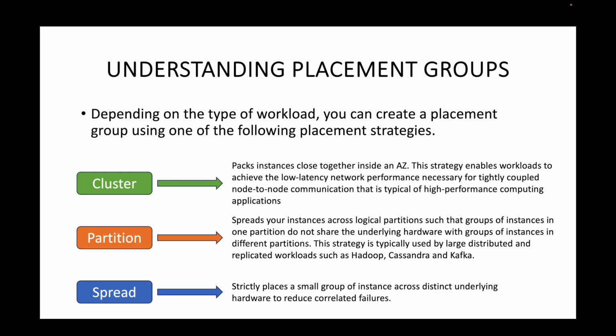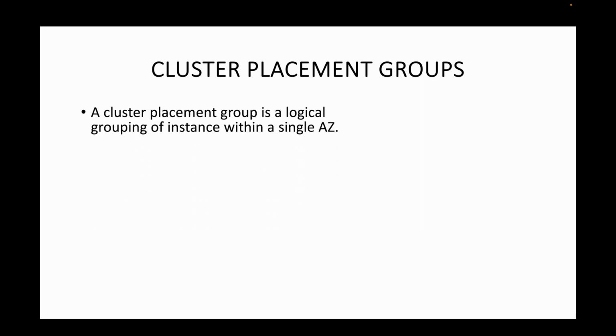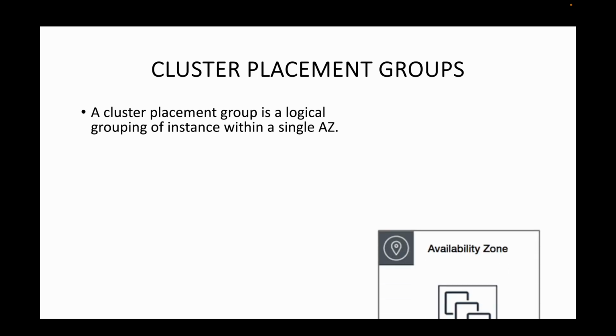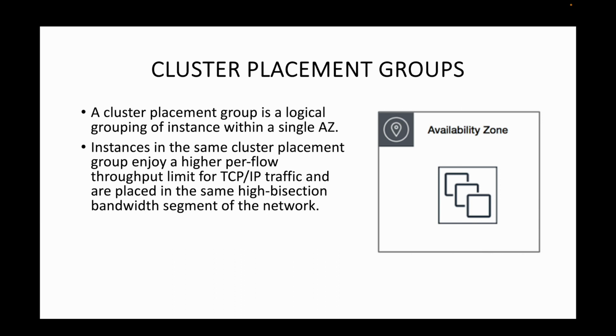Now let's talk a bit more on these different types we have. Let's first talk about your cluster placement group. Like I said, a cluster placement group is a logical grouping of instances within a single availability zone. Under this, your instances are tightly coupled. Instances in the same cluster placement group enjoy a higher per-flow throughput limit for TCP/IP traffic and are placed in the same bisection bandwidth segment of the network.